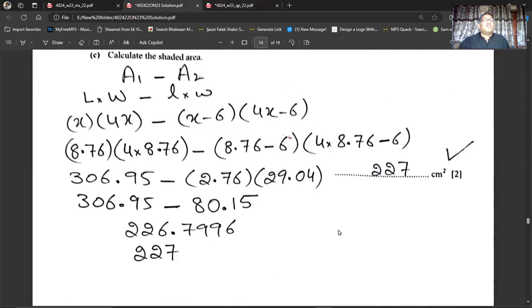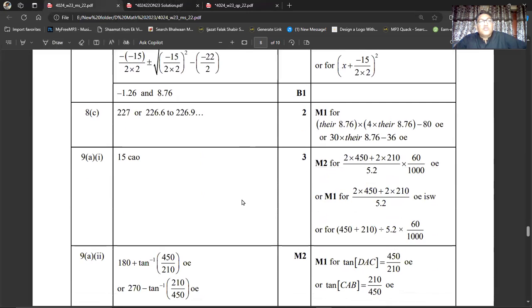So 8.76 multiply 4 multiply 8.76 minus bracket start 8.76 minus 6 bracket close bracket start 4 multiply 8.76 minus 6 bracket close. So when you enter these values in your calculator, you will have 306.95 minus 2.76 multiplied 29.04. So it will be 306.95 minus 80.15. When you subtract them, you get 226.7996. That is approximately 227. So the shaded area is 227 centimeter square, approximately.